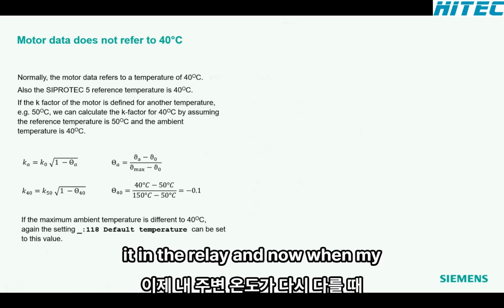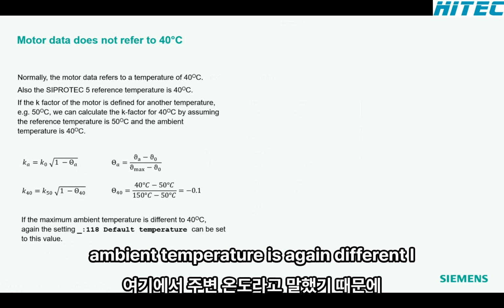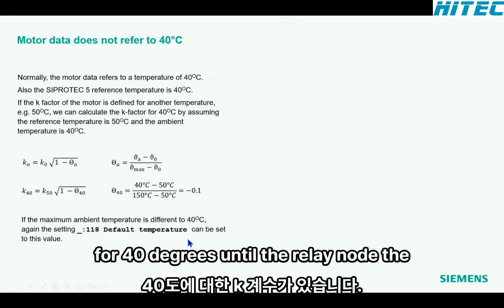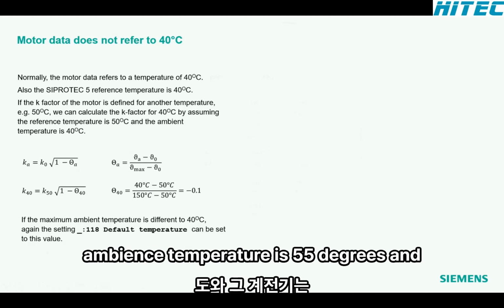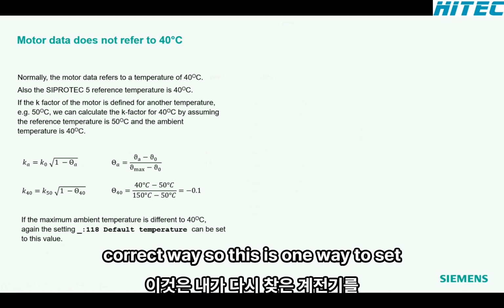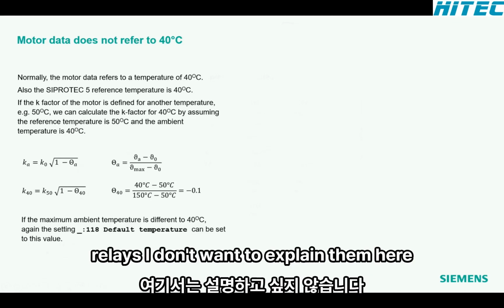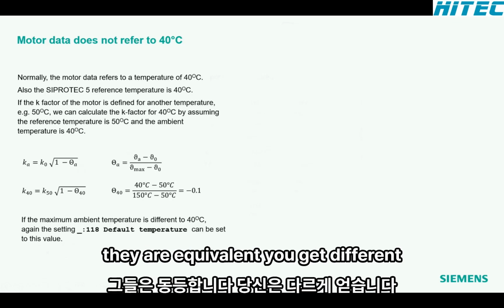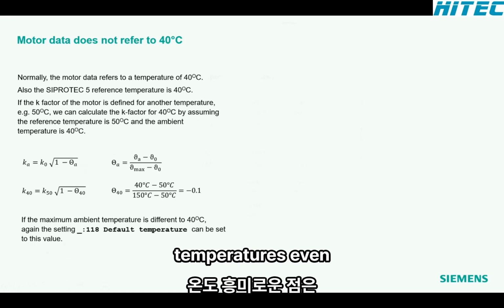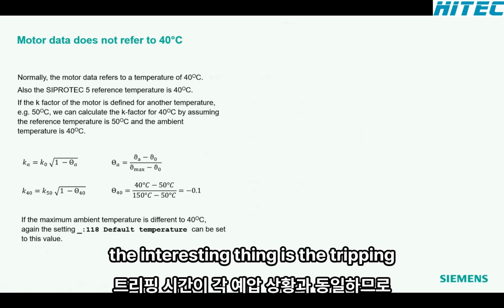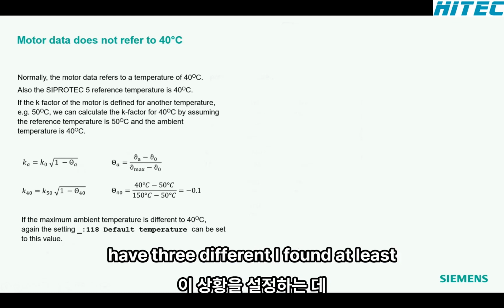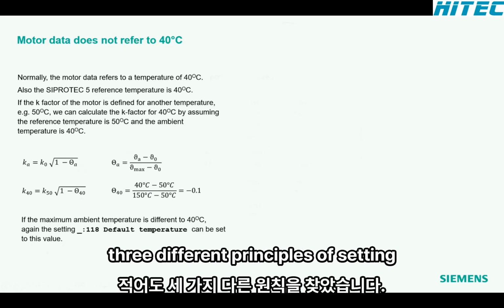And now when my ambient temperature is again different, I just set here the ambient temperature, so the 55 degrees. Then I have a K factor for 40 degrees. And tell the relay, no, the ambient temperature is 55 degrees, and the relay makes this calculation the correct way. So this is one way to set the relay. I found out, again, two other relays. I don't want to explain them here. They are equivalent. You get different temperatures, relative temperatures, different end temperatures. Even the interesting thing is the tripping time is identical from each preload situation. So I would say, basically, we have I found at least three different principles of setting this situation.